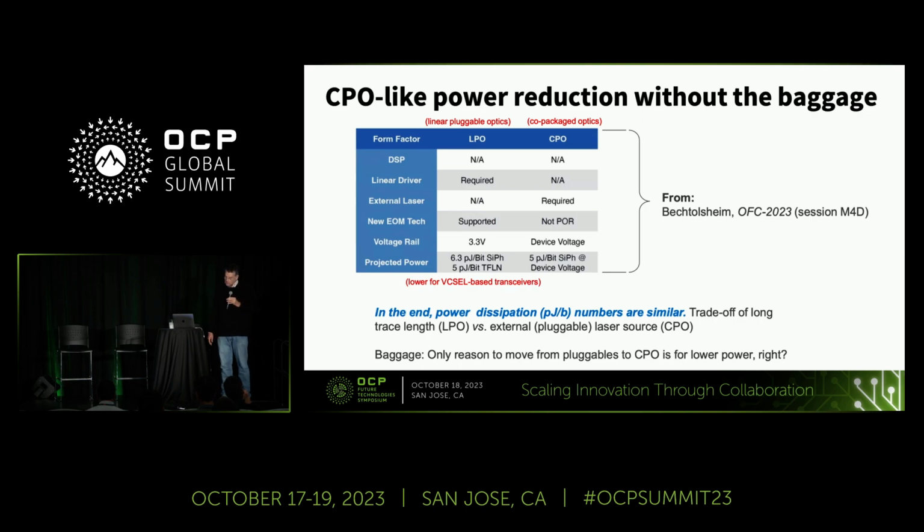This is a table I stole from Andy's talk at OFC. What you can see is a comparison between LPO and CPO. And in the end, they come out pretty similar. The reason is they both use linear drive, but CPO suffers from having to have that external laser and all the optical losses to get that light into your transceiver. And linear pluggable optics suffer because they have that long trace. I know there was an argument in one of the last sessions about whether they are really the same. For the purposes of this talk, I'm going to say that they're the same. But the point is that if the reason for moving to co-packaged optics was for power, you're getting most of the way there using LPO.